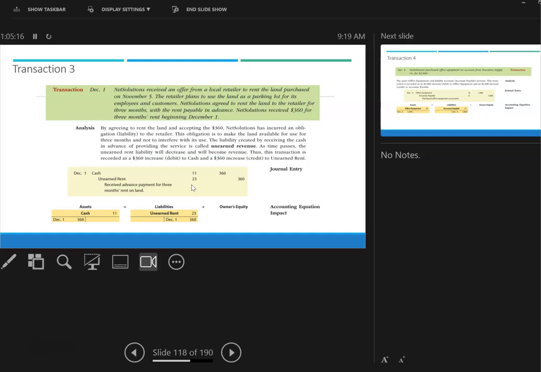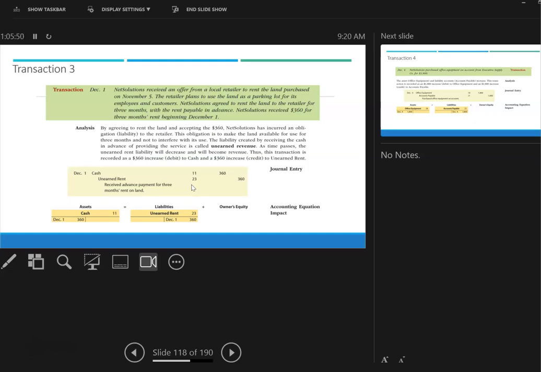Next, Net Solutions received an offer from a local retailer to rent the land purchased on November 5th. The retailer plans to use the land as a parking lot for its employees and customers. Net Solutions agreed to rent the land to the retailer for 3 months with the rent payable all in advance. Net Solutions received $360 for 3 months rent beginning December 1st.